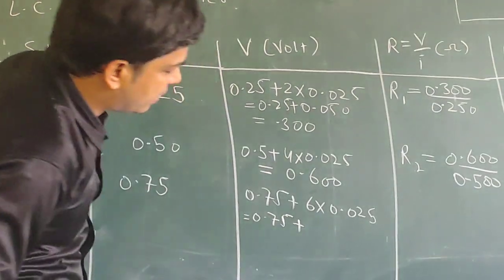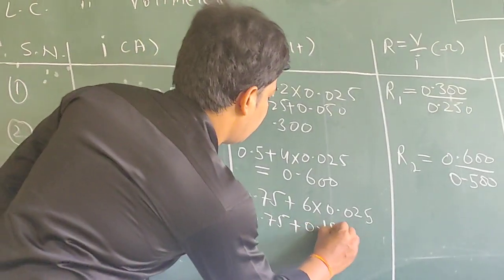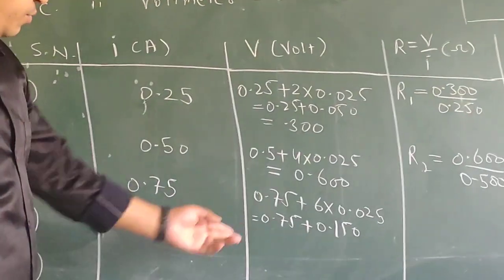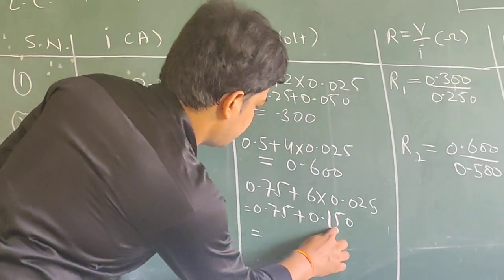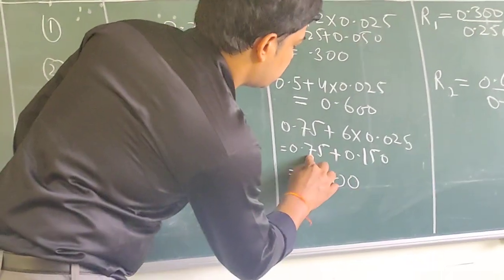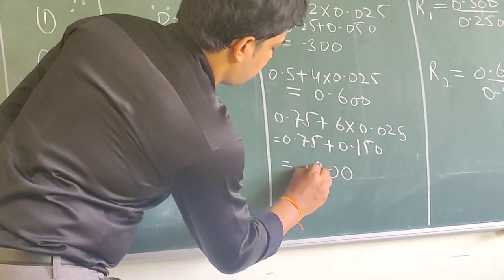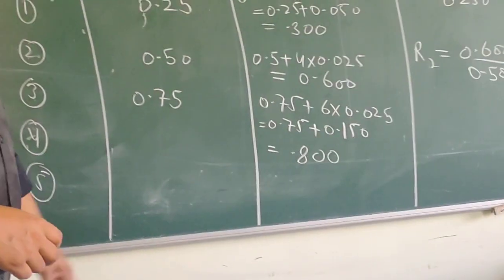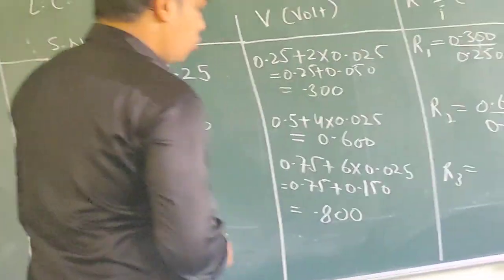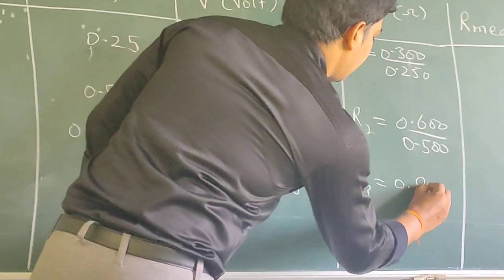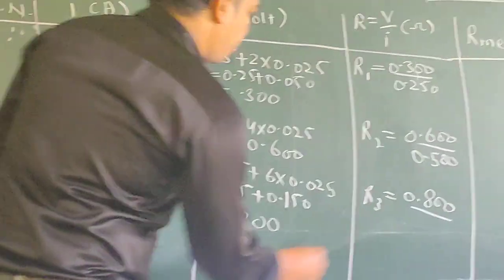Okay, so see, it becomes simply 0.75 plus 0.150. On adding this, it simply becomes 0.9. Okay, now corresponding to this, the value of R3 comes out to be 0.800 upon 0.7.